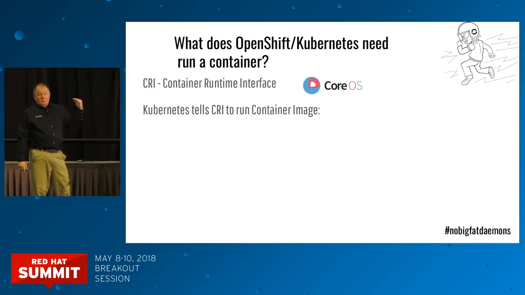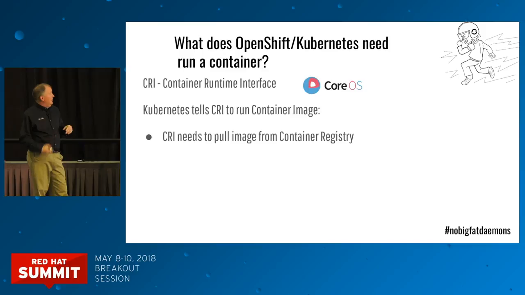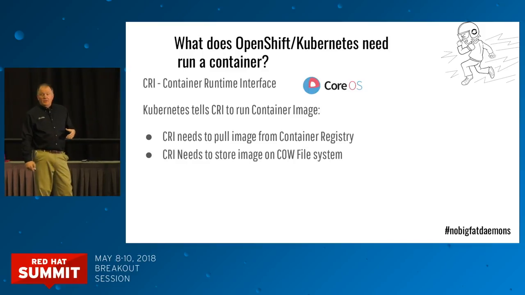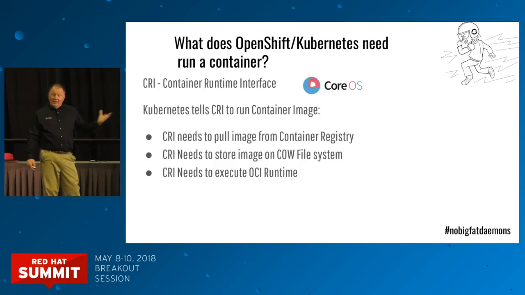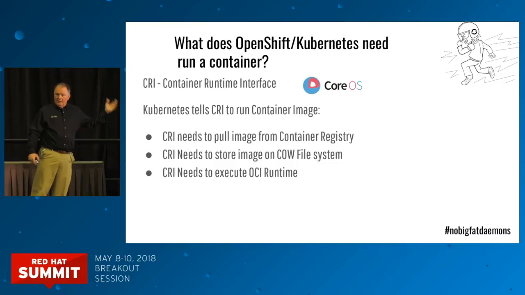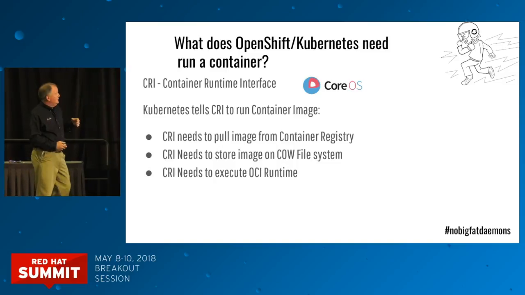So you tell Kubernetes or OpenShift you want to run a container. Kubernetes tells the CRI to run a container image. The CRI needs to pull from the container registry, needs to store the image on a copy-on-write file system, and needs to execute an OCI runtime. Everybody follow? See any symmetry with the last series of slides?